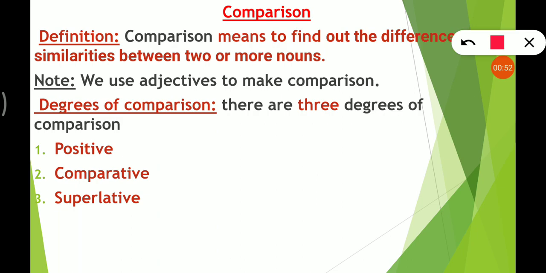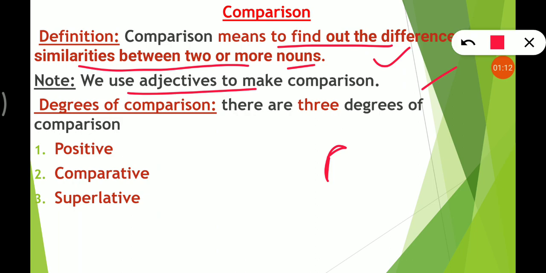Comparisons. First of all we need to discuss the definition. Comparison means to find out the differences and similarities between two or more nouns, person, place, thing. So if we are comparing two things, we are making a comparison. We use adjectives to make comparisons. In the next slide we'll discuss this.